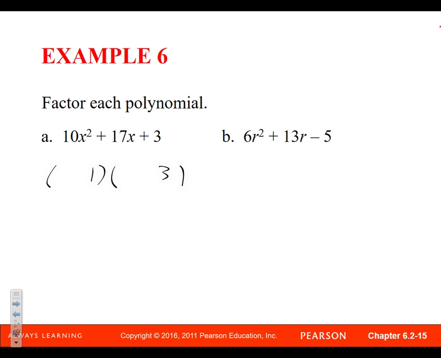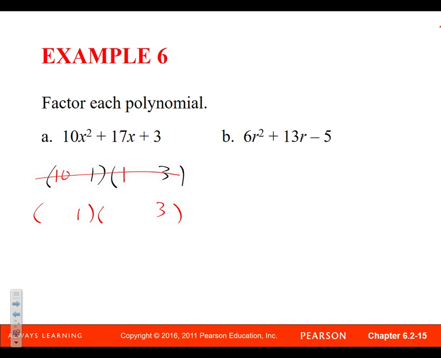So do you guys want to try 1, 10 or the 2, 5? 1, 10? Where do you want to put the 1? Here or here? And the 10 here? Now, that's 30 and a 1. Is there any way you're going to get your 17? No. So do I want it that way? And that's fine. That's what the trial and error method is. So there's my 1, 3.